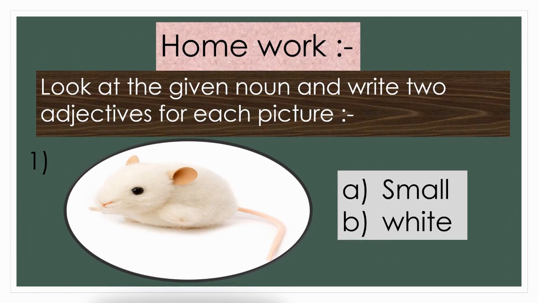Here the picture is of a mouse. So the noun is mouse. We have to write two words which describe the mouse. So I have written small and white. Small is the size and white is the color. Both these words describe the noun mouse. So these words are adjectives. In the same way, some pictures will be given to you and you have to write two adjectives for each picture.